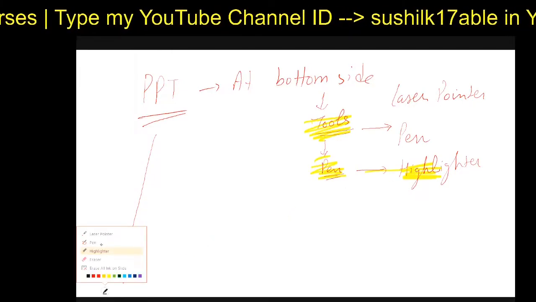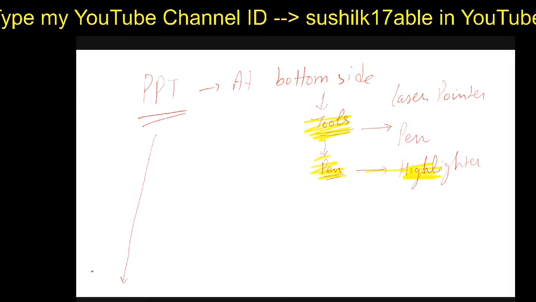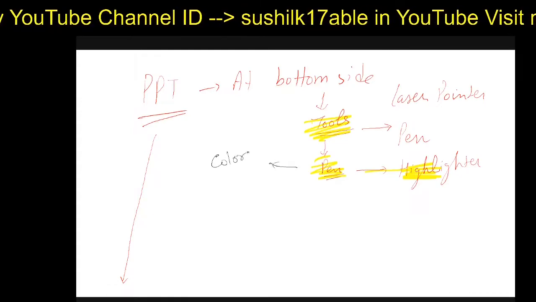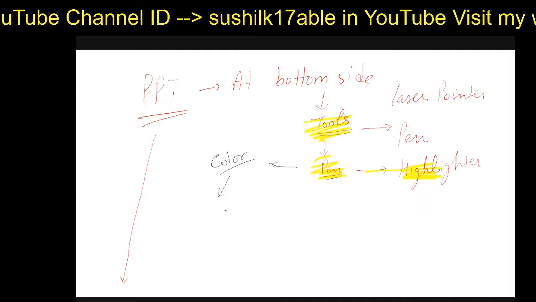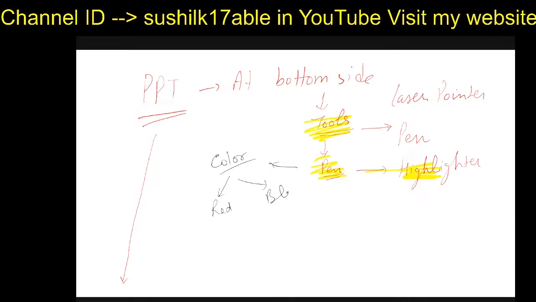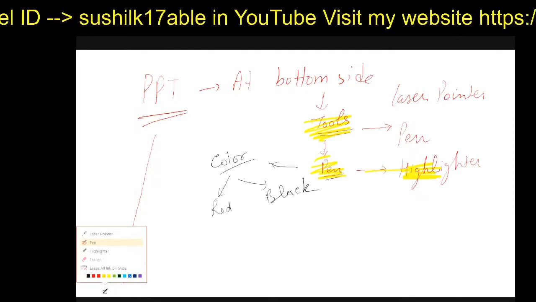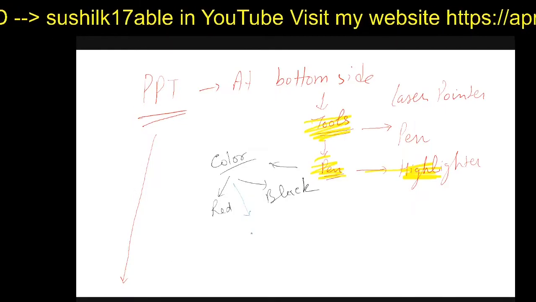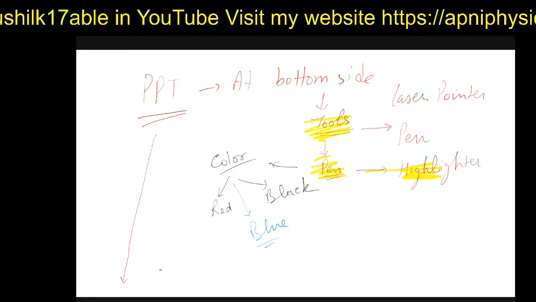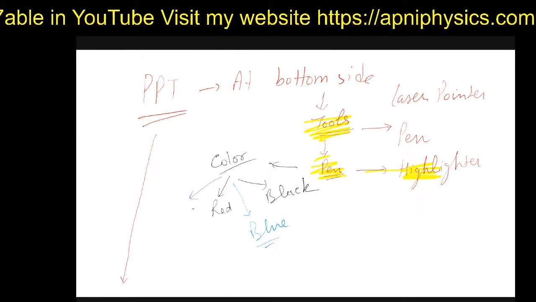Go again and select your pen and the pen color. Right now I'm using this black color pen. Colors of the pen are available. If you feel red is good for your purpose, then use red. If you think black is good for your presentation, then black, and any other color, blue, dark blue, whatever you think. So this is the point about the PowerPoint presentation and its features.